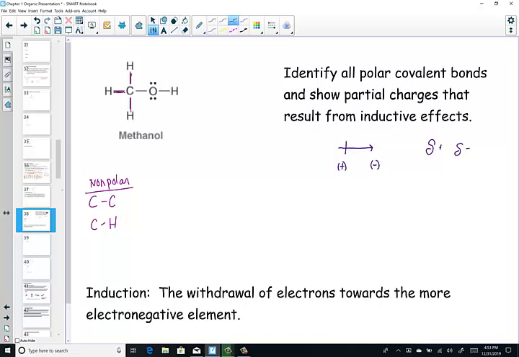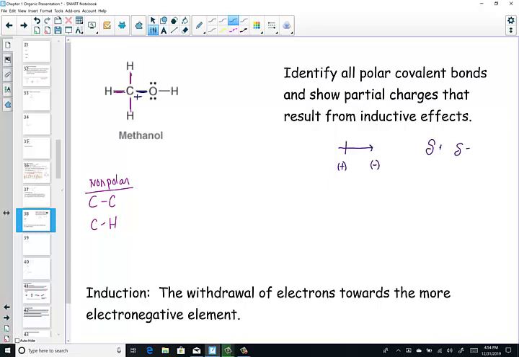Here I have a bond between carbon to oxygen, and that clearly has an electronegativity difference that falls in the polar range. And who is the more electronegative element? Ask yourself, who's closer to fluorine? And that would be oxygen.